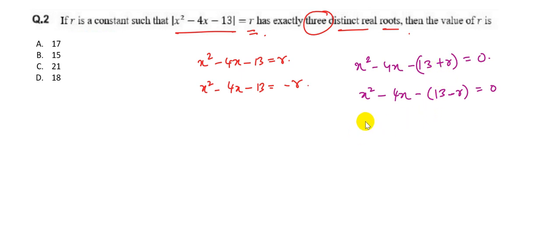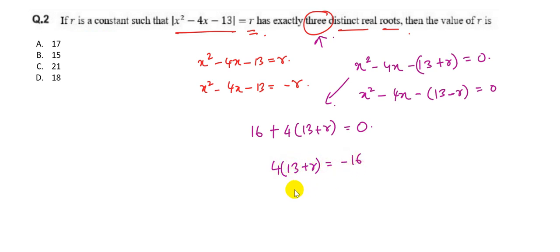So these are the 2 equations, and the total number of distinct real roots will be 3. So which means one of them will have 2 equal roots, which means the discriminant of one of them has to be 0. Now we take the first one. The discriminant here is 16 plus 4 into (13 plus R). So if this is equal to 0, then 4 into (13 plus R) is minus 16, or 13 plus R is minus 4. So R is minus 17.